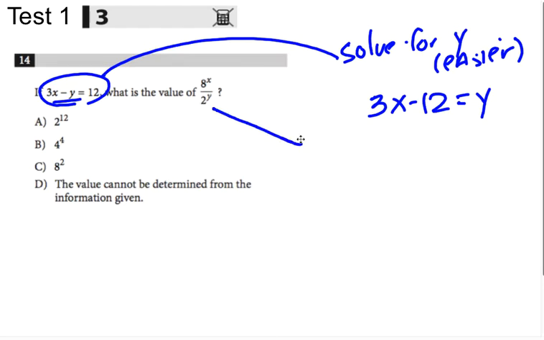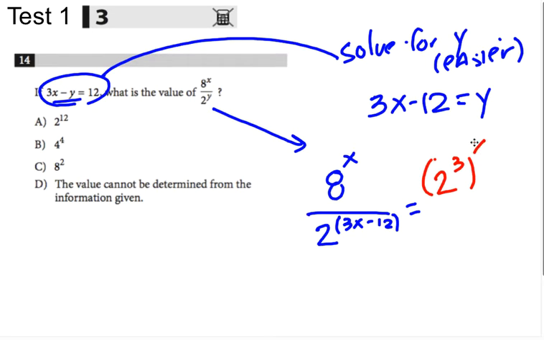So then let's look at this expression. Well, this is an 8 to the x over a 2 to the 3x minus 12. Remember that 8 is actually 2 to the third. So this is a 2 to the third to the x over a 2 to the 3x times a 2 to the negative 12th, because that's how it works when they're being added or subtracted.